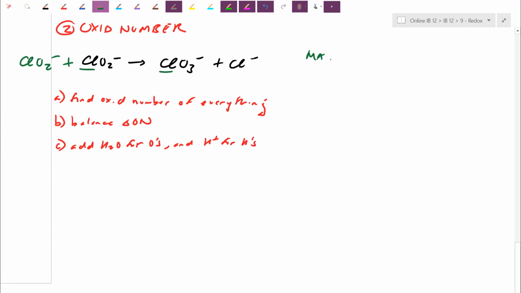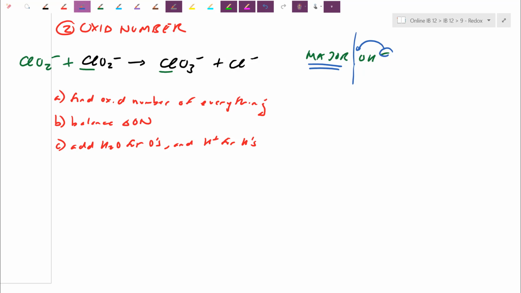It used to be, let's balance the major atoms first, and then oxygen, hydrogen, charge. We're going to still make sure the major atoms are balanced. That is still an important step. But what I'm going to do is I'm actually going to balance the charge before balancing the oxygens and the hydrogens. Okay, so let's find the oxidation numbers for absolutely everything.